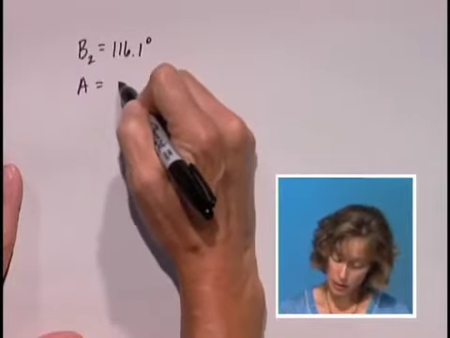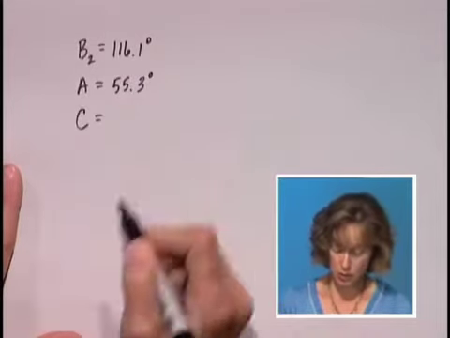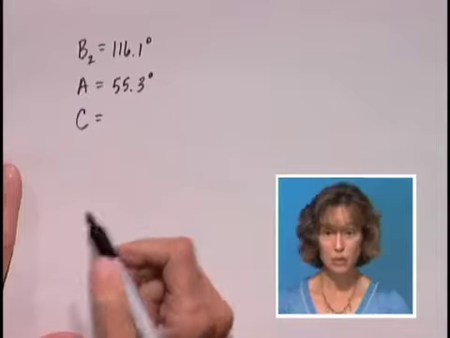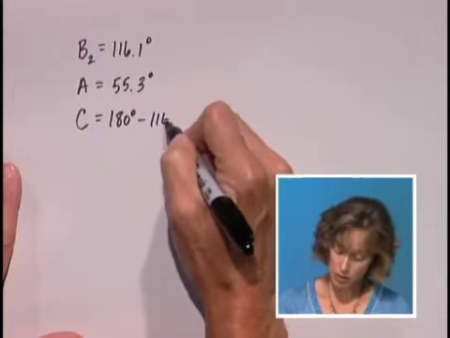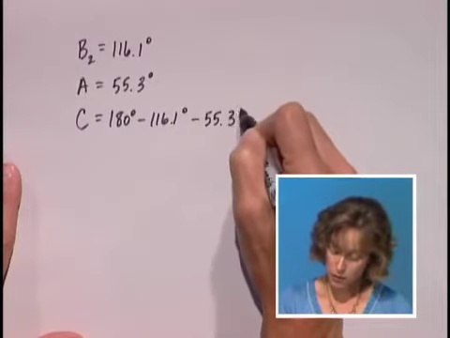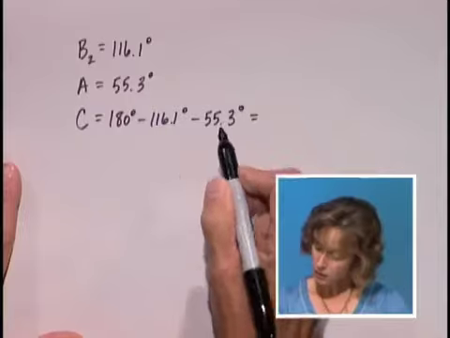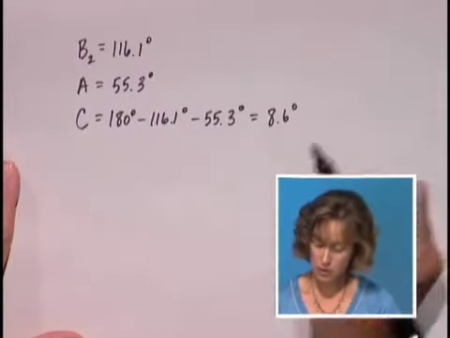Again, angle A was 55.3 degrees, and so we want to find the third angle in this particular triangle by taking 180 degrees, subtracting 116.1, subtracting 55.3. This particular angle C comes out to 8.6 degrees.